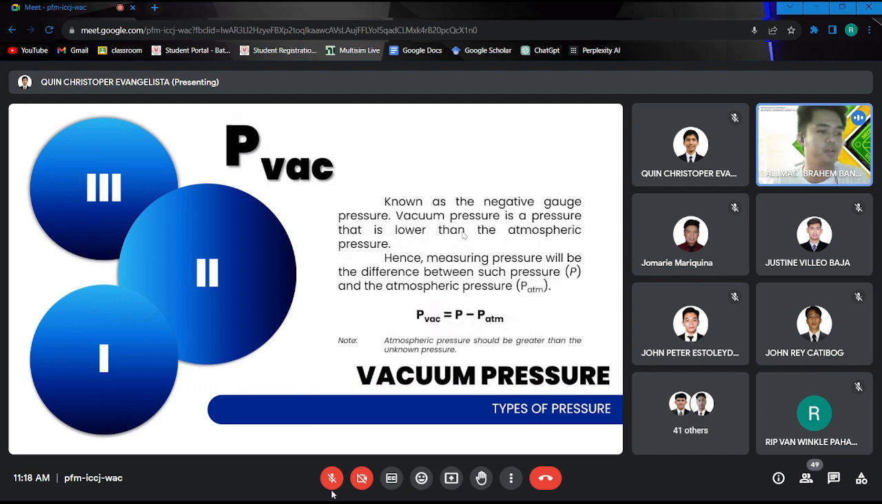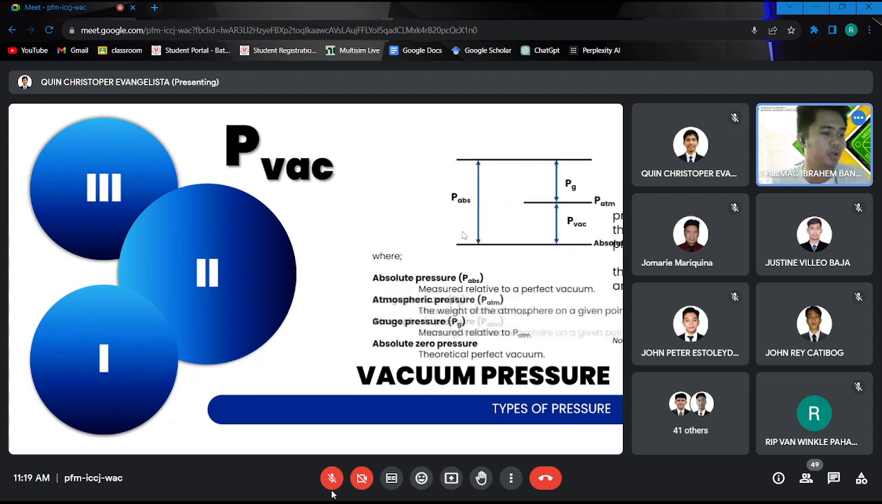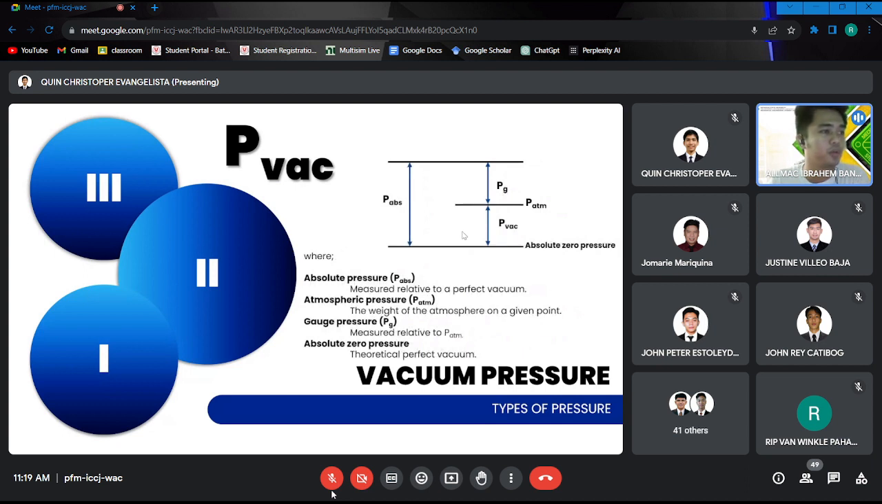Then the last type of pressure will be the vacuum pressure. It is also known as the negative gauge pressure. Like we noted earlier in gauge pressure, negative gauge pressure is equal to negative 101325 Pascal in a perfect vacuum. Vacuum pressure is a pressure that is lower than the atmospheric pressure. Hence, measuring it will be the difference between such pressure, P, and the atmospheric pressure, PATM. Equating it, vacuum pressure is equal to P, a certain pressure, minus atmospheric pressure. It is also noted here that atmospheric pressure should be greater than the unknown pressure. So here is the diagram wherein we can see how the vacuum pressure looks.